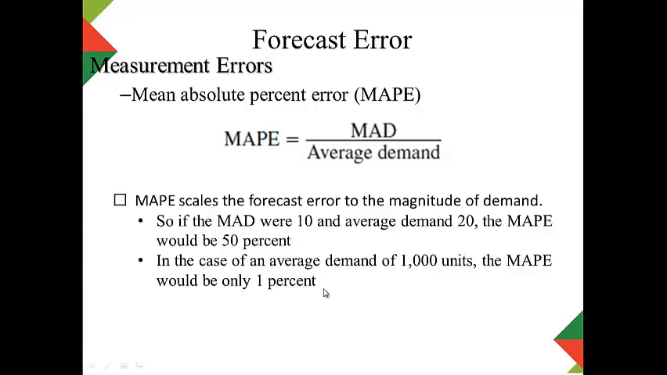So just the mean absolute deviation is a partial measure. It does not relate to the average demand, or how good our forecast was relative to the magnitude of the actual demand. But going for MAPE, or mean absolute percent error, it would relate our mean absolute deviation to the overall magnitude. So in this case, though the mean absolute deviation is the same for both cases, the percentage here is 50% error, and there it's just 1%. So that gives a good measure of how good our forecasting was.